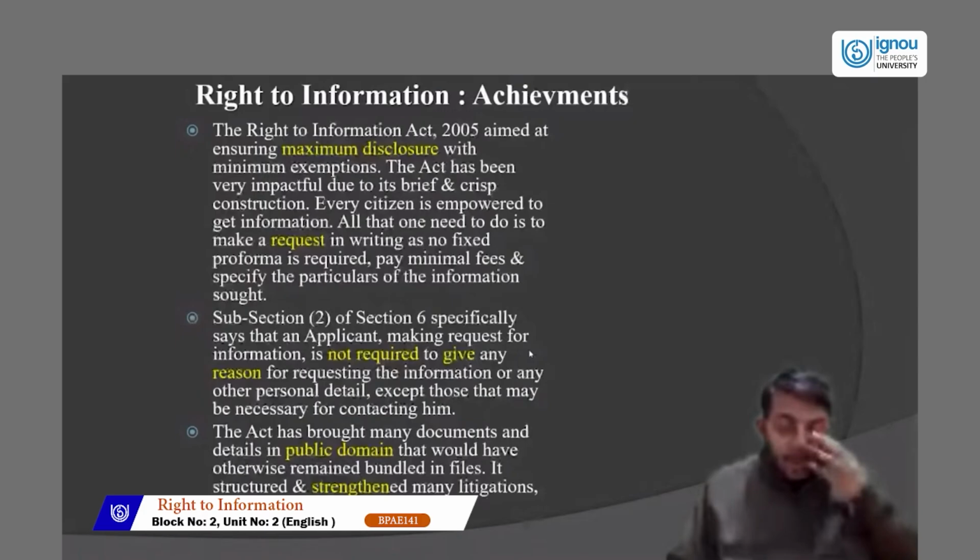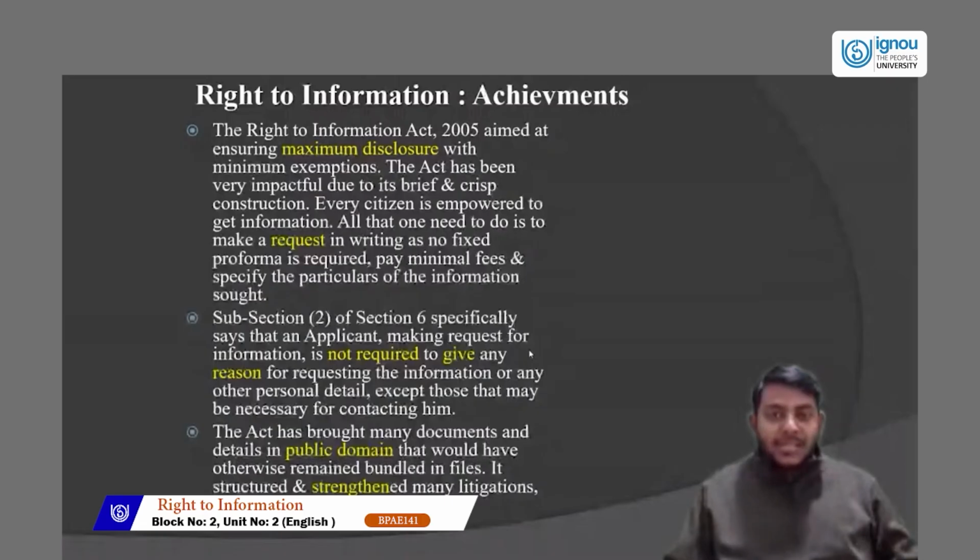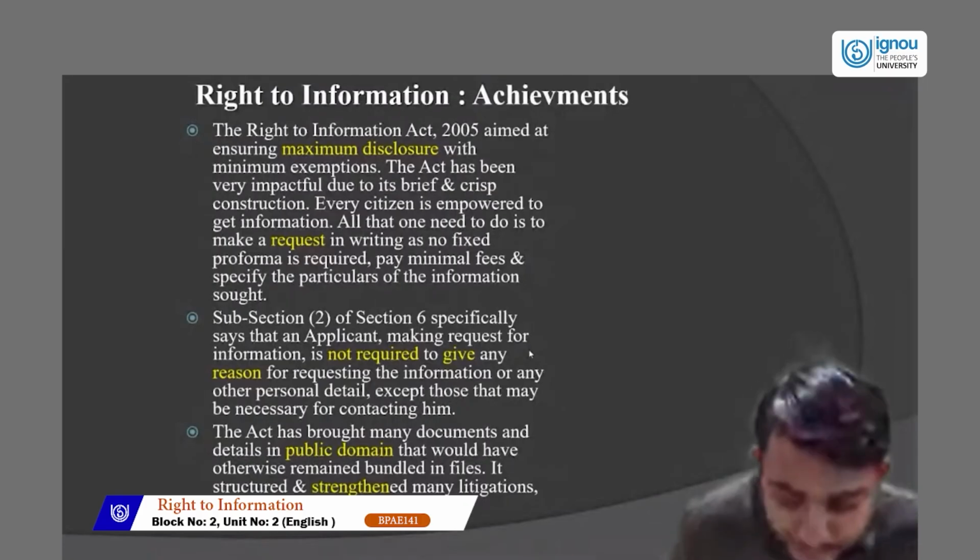And this act has brought many documents and details into the public domain that would have otherwise remained bundled in files. And this RTI Act of 2005 has structured and strengthened many legislations also. And it has given birth to many RTI activists as well, who have unearthed much corruption in government agencies. So they have been called the whistleblowers.